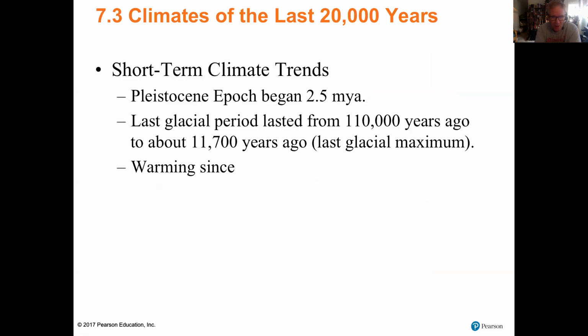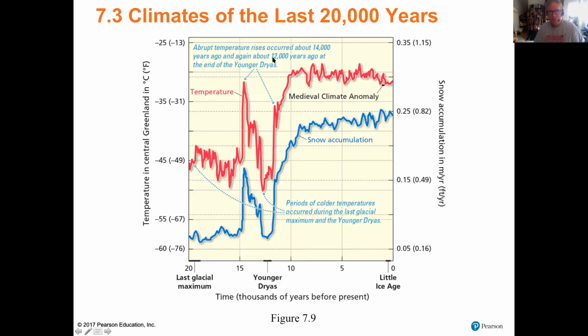So what trends do we know from this? Well, we know that the Pleistocene began about 2.5 million years ago, and that the last glacial period lasted from about 110,000 years ago to almost 12,000 years ago, which was the last glacial maximum. Ever since then, we've been warming up. Here are the climates for the last 20,000 years. Here was the last glacial maximum, the extent of the last ice age. The glaciers had covered up Canada and reached down into the northern part of the United States and covered much of Europe. Then we started getting warmer.